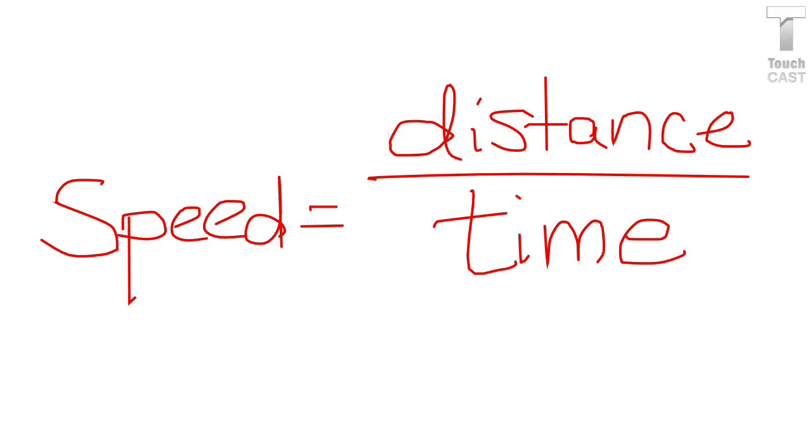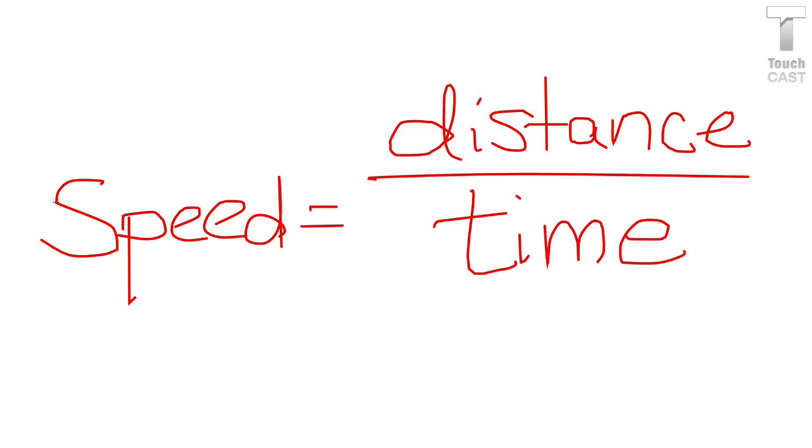Today we're going to be reviewing how to calculate speed. We're going to look at the difference between speed, velocity, and acceleration. And finally we're going to look at some motion graphs, which are basically distance time graphs, and figure out how to read them. So first of all, speed is distance divided by time.